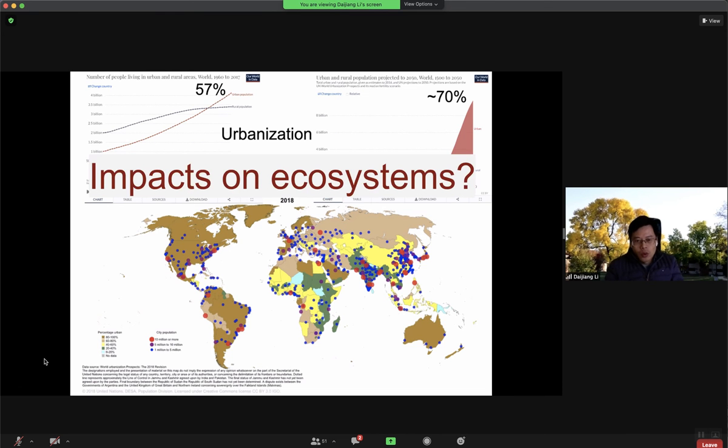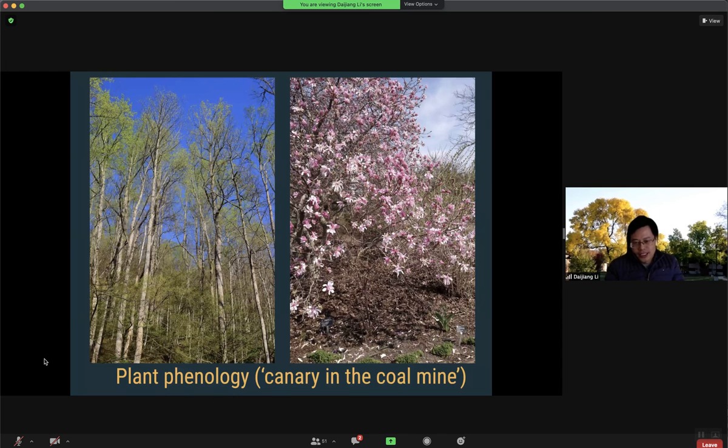But then the question is, what's the impact of urbanization on ecosystems? Undoubtedly urbanization will have a huge impact on the ecosystem, but to what extent and how is still unknown. And for that, I think plant phenology can be an excellent indicator of such impacts because phenology is such an important trait of plants that they are very sensitive to environmental change.